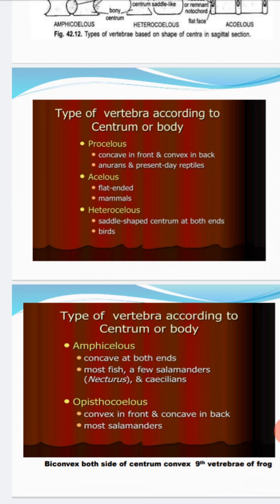With the help of the centrum, we are able to study the vertebrae. Knowing the centrum, we can know to which class of vertebrates it belongs, and we can identify it. So this is very easy.